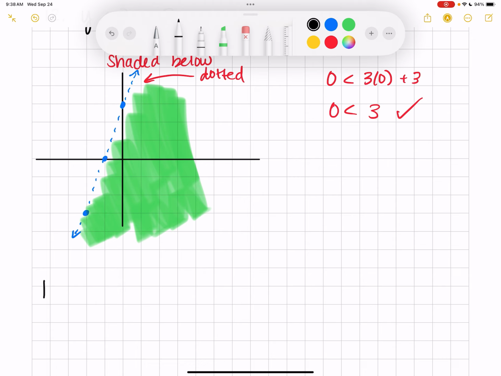14. Y is greater than or equal to negative 2/3 x minus 2.